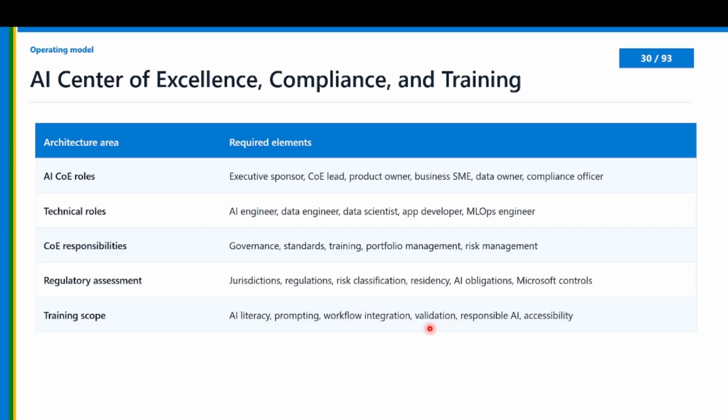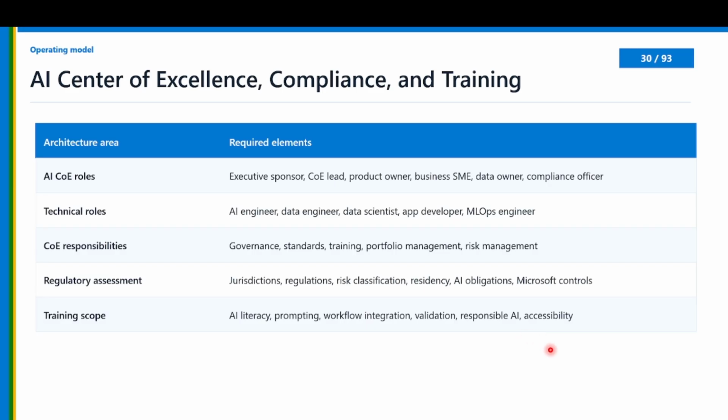Then also train people on validation, how to validate every output of AI with company policy, and then train people on how to use AI responsibly. Okay, they should know which data they can expose to AI and which data they should never expose to the AI. They should know all of this. Responsible use of AI is very, very important.